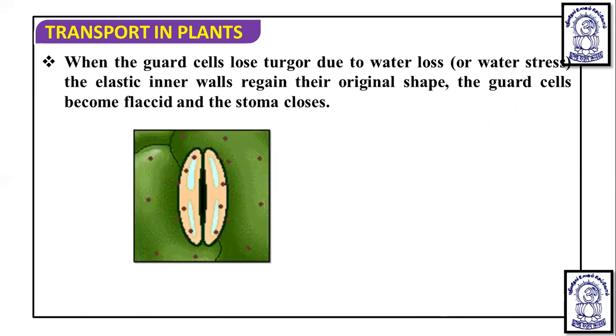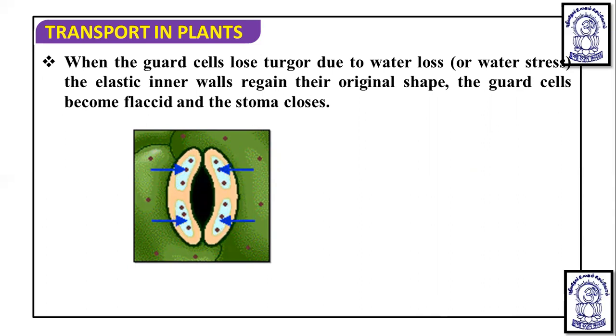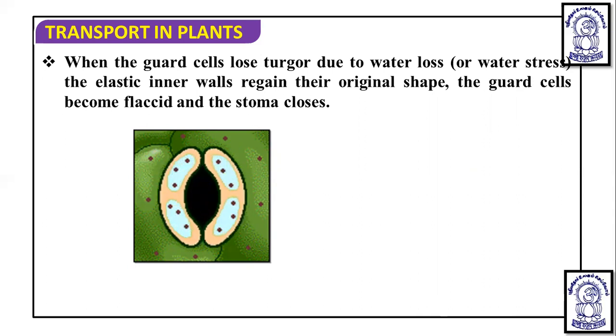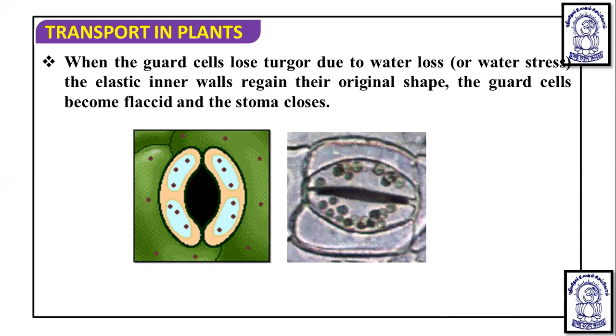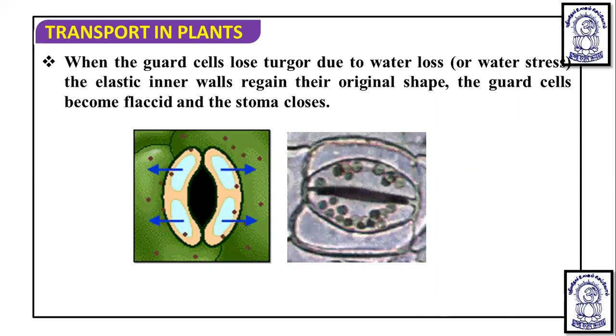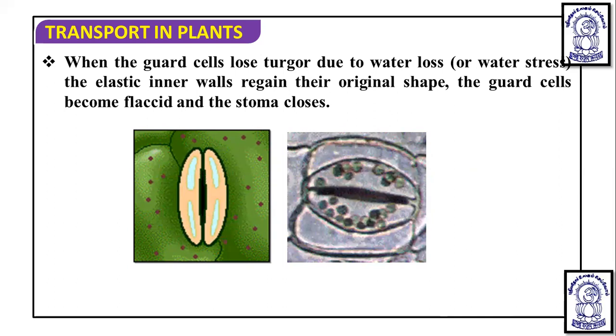You can see that water intake is occurring, and due to water intake, the guard cells are getting swollen or turgid, and the stomata is getting open. Now when the water loss occurs, the guard cells will again come to their original shape, and the closing of stomata will take place, and that is shown in this diagram clearly.